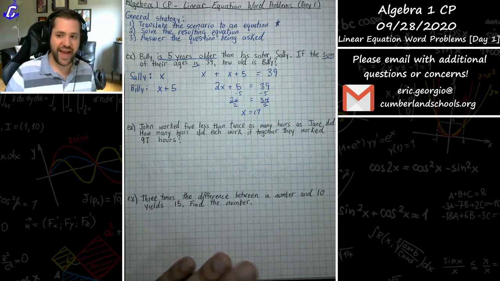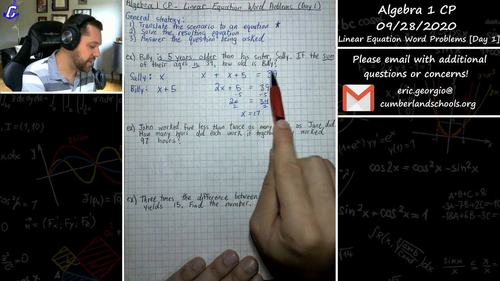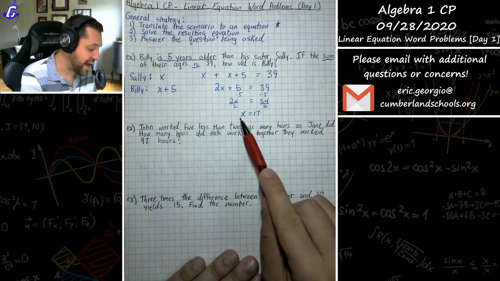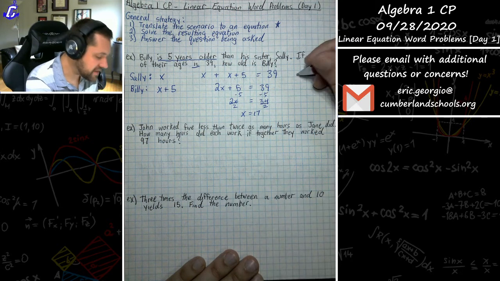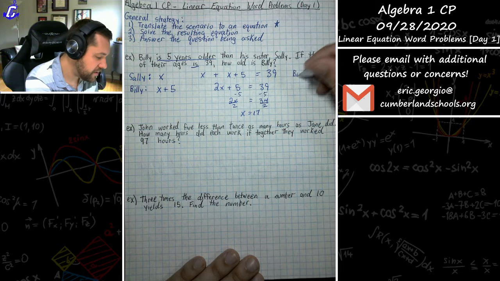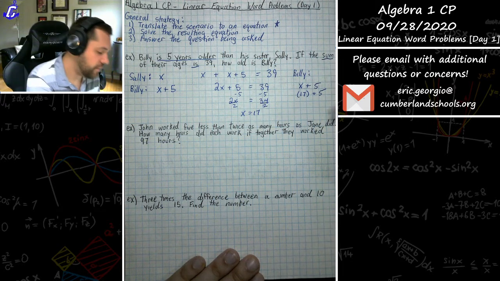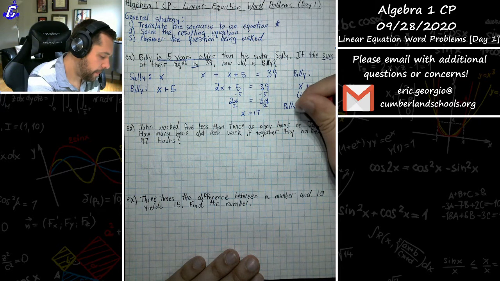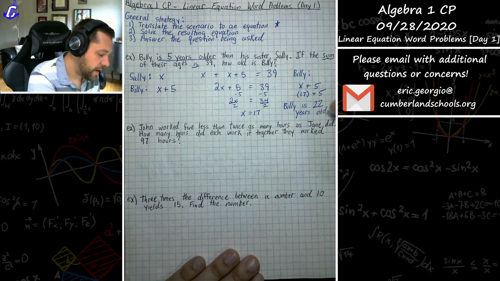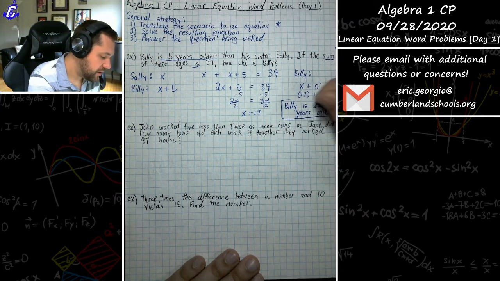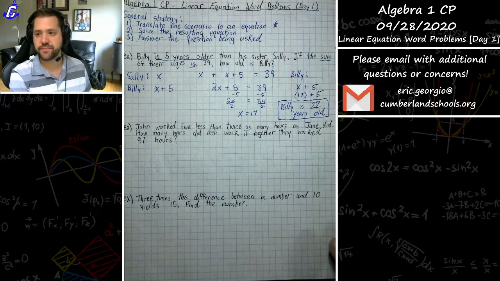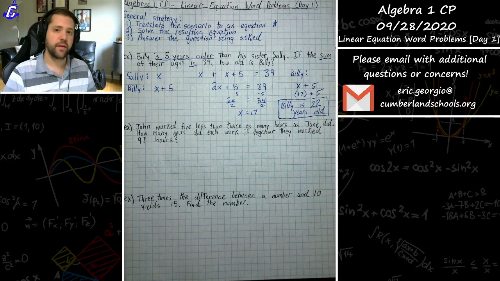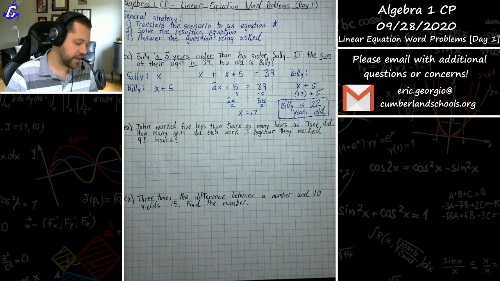But what is the question asking? The question is asking, how old is Billy? Well, right here it says that Billy's age is x plus 5. So if x is 17, then Billy's age is going to be x plus 5, or 17 plus 5, right? So Billy is 22 years old. And now that's the answer that you can put a box or a cloud or a highlight around. Okay? Any questions about that? Hopefully that's pretty straightforward.